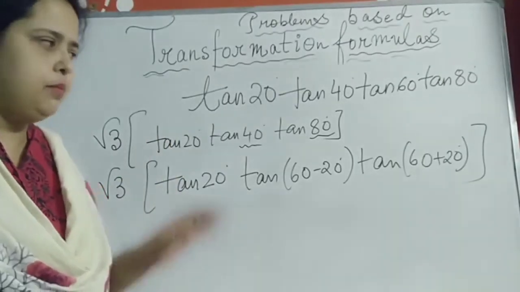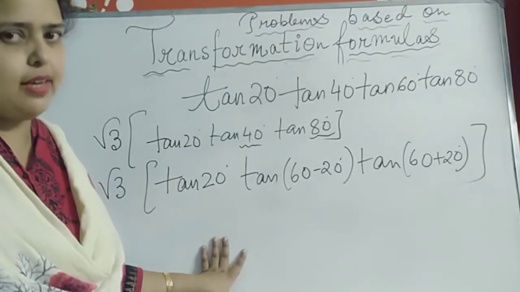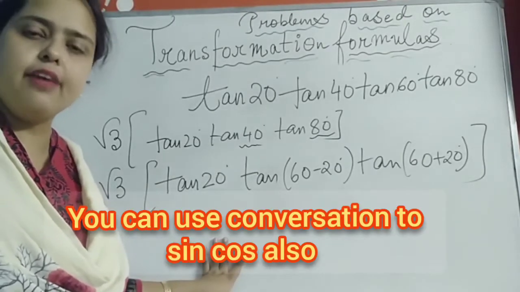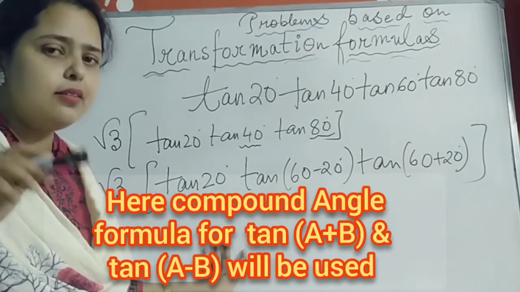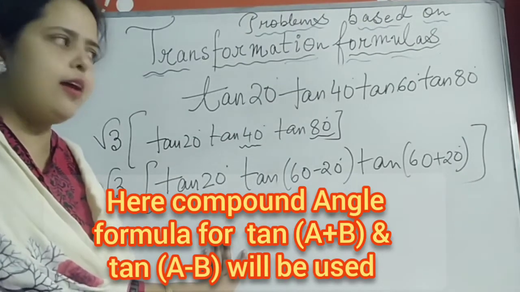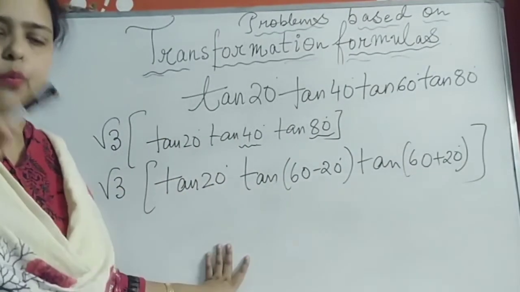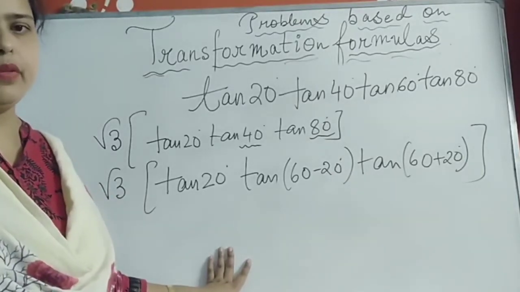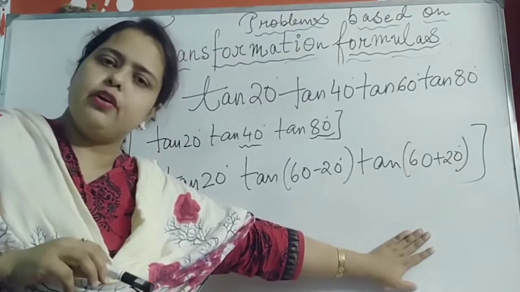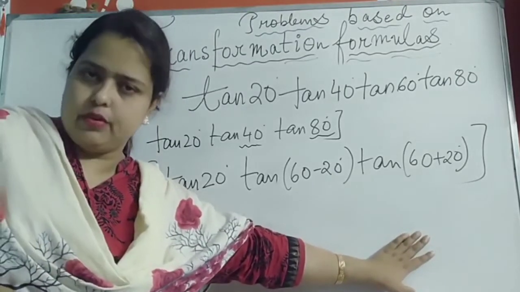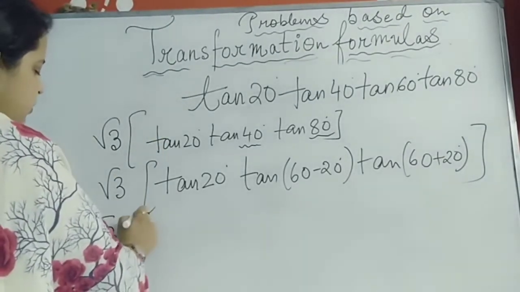But I am today moving this problem with compound angle formula, compound angle formula of tan. That is tan of A plus B. What is that? Tan A plus tan B by 1 minus tan A tan B, isn't it? And tan of A minus B is tan A minus tan B by 1 plus tan A tan B. All the formulas must be written to the side whenever you're going to use them. Okay, so I'm going to substitute the one I said now.